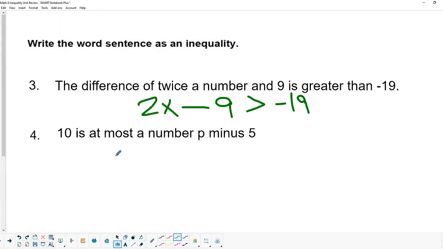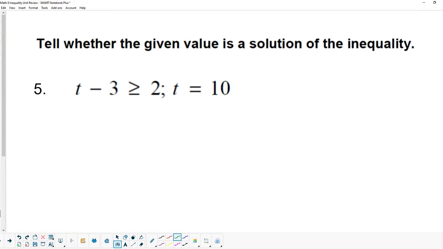The next one, 10 is at most a number p minus 5. So when it says is at most, that means it's less than or equal to a number p minus 5. So there's an inequality that represents that sentence. And is at most means less than or equal to, doesn't it?